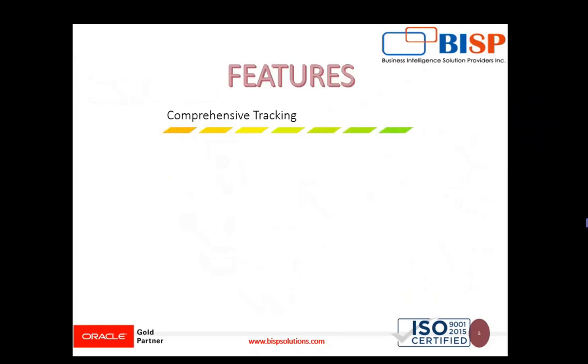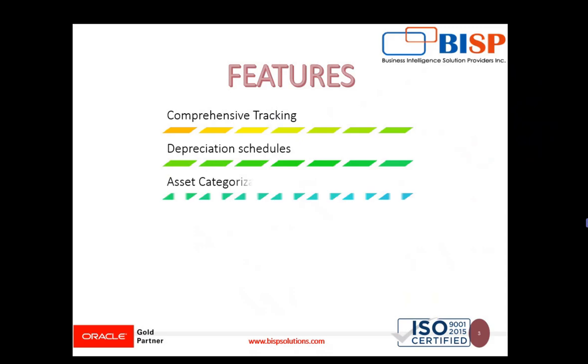Then comes our features. First is comprehensive tracking, which means recording asset details, date, value, and location. Next is depreciation schedules. It automatically calculates and applies depreciation based on predefined schedules, which is straight line method or declining balance depreciation. Then comes our asset categorization. It allows classification of assets by type, location, and other custom fields.